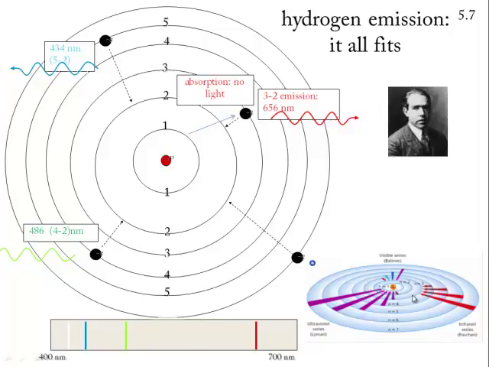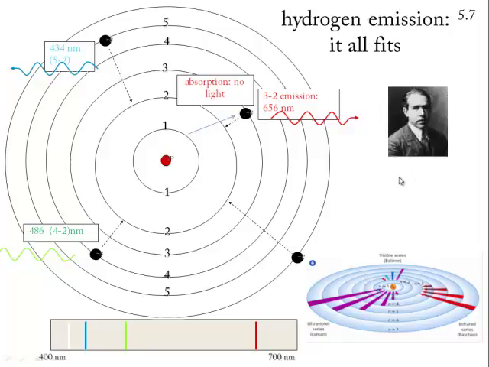If it ends in a different shell, let's see, it looks like the third shell is the infrared series and the first shell is the ultraviolet series. It's all just math, and it's proven over and over again when you look at these spectra. It's all a matter of electrons going from one shell to the other.